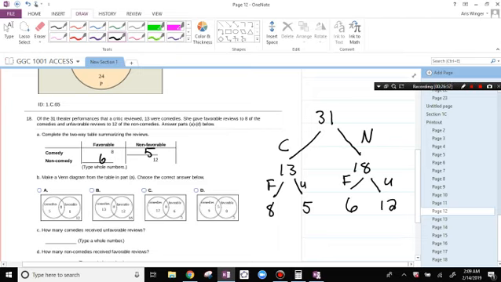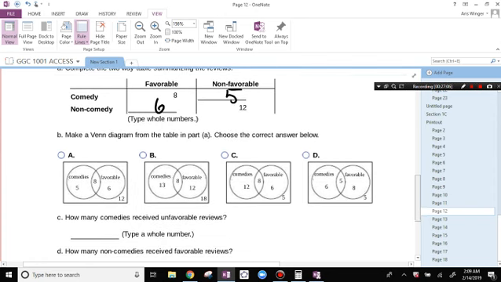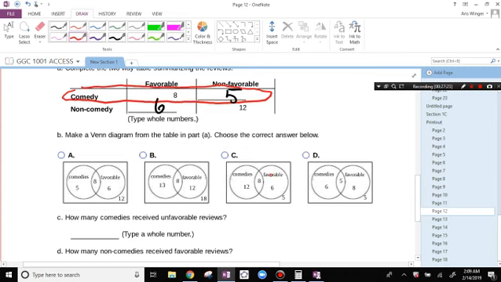Make a Venn diagram from the table in part A. So we got to be clear about what they are talking about. They are talking about comedies and favorable. So let's use a different color. Comedies and favorable. Okay, so they need to overlap at 8. They have 8 in the middle.